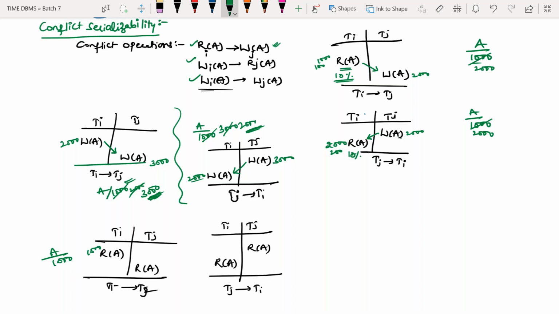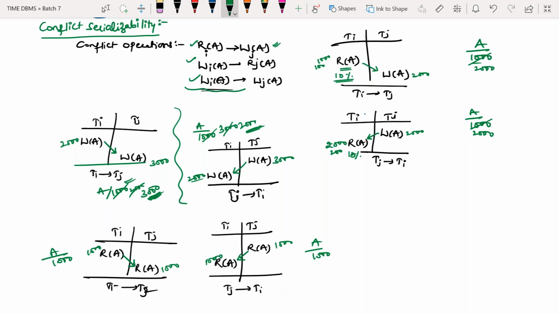1000. What value of A is read by Tj? 1000 only. So are there any changes? No. If A is 1000, then the next transaction that reads A also reads 1000. So are there any problems? No problem. Because even if it is executing in the order from Ti to Tj, or Tj to Ti, is it causing any problem? No problem. So it means read is not a conflict.